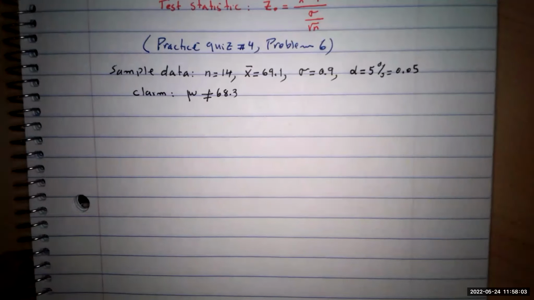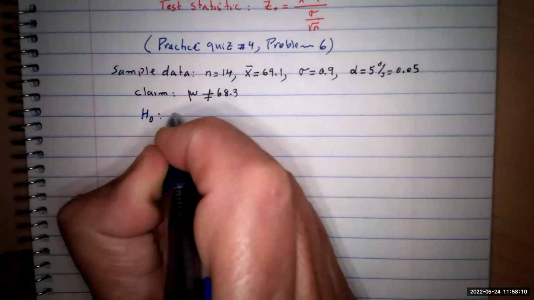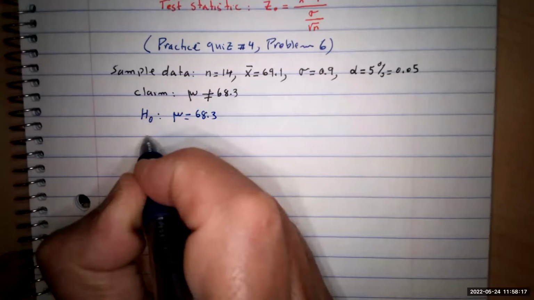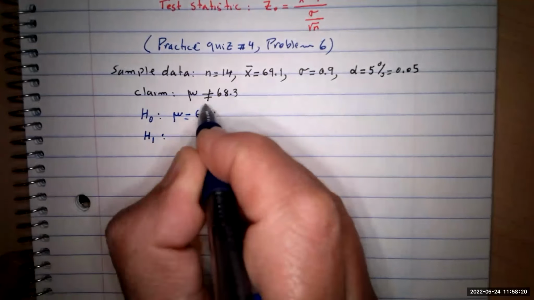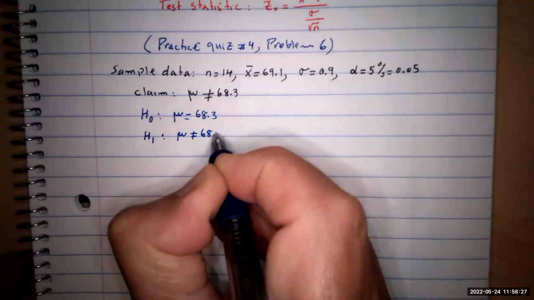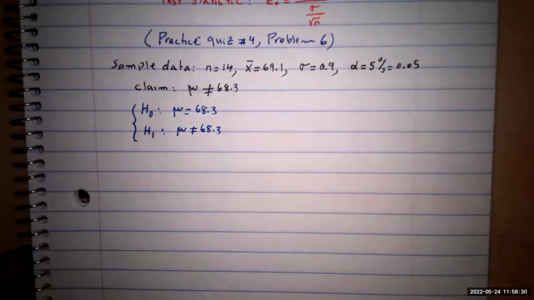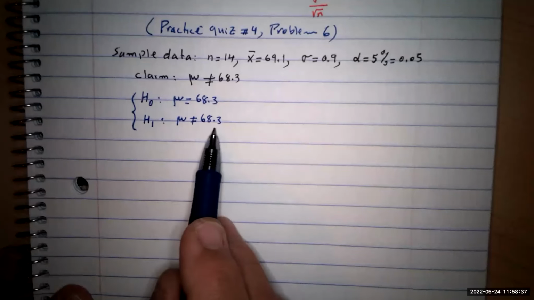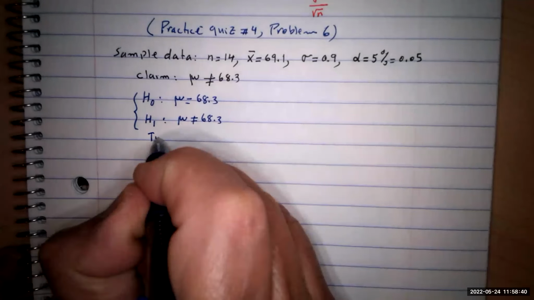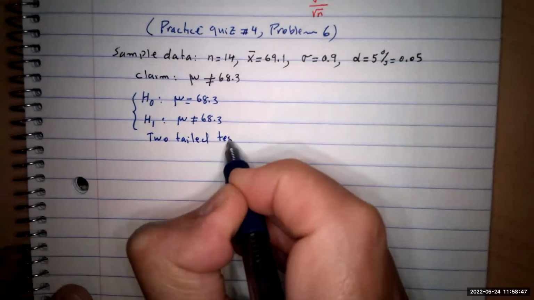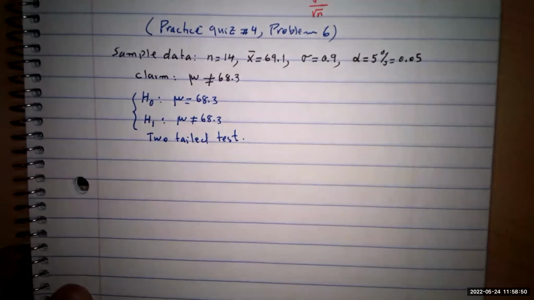Step 1 is we start with the null hypothesis. The null hypothesis would always be equality. It's going to be mu equal to the specific number given to us, which is 68.3. Then we have the alternative one, which is H1. It's going to be the claim that we have. So mu not equal to 68.3. This would end up with finding the probability of the area to the right, to the left, or two-sided. This is not equal, so this is a two-tailed test or two-tailed area. Okay, so that's the first step.